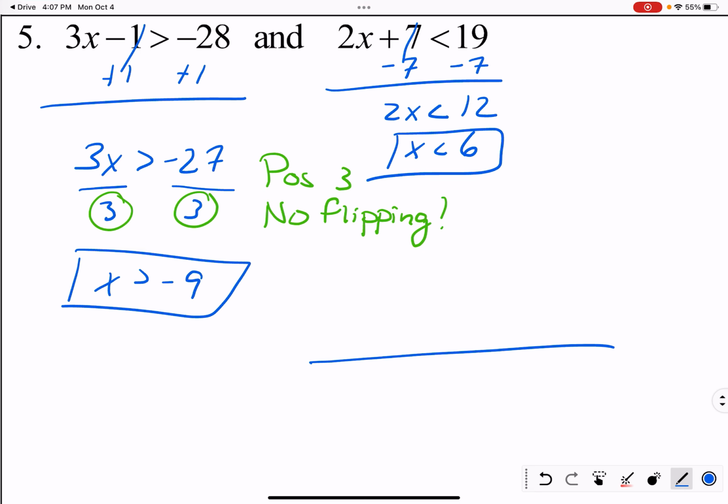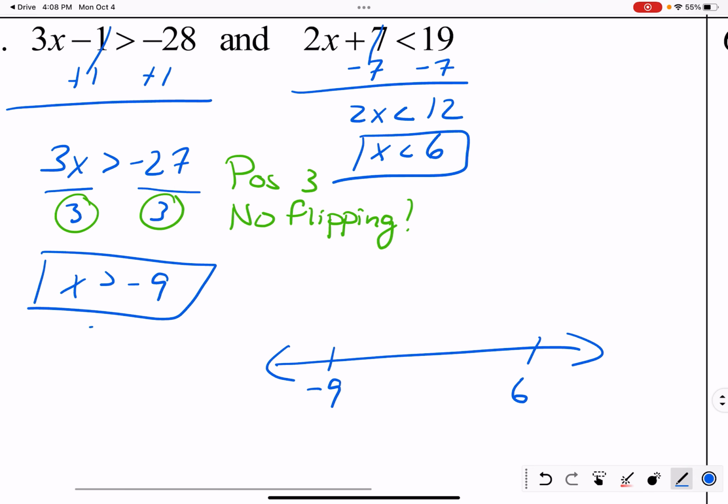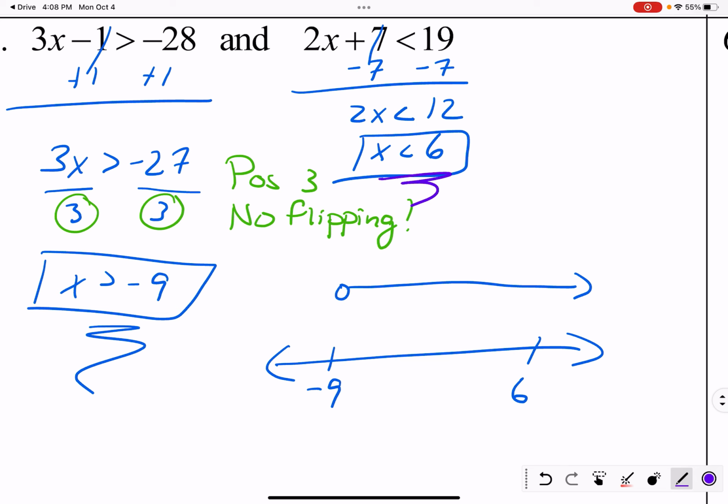I'm just going to graph this. So I have some value happening at negative 9 and at positive 6. So I want the numbers, I'm going to graph 3 of them. So if I graph just this one, I'll do this one in blue. So this would be strictly greater than -9. I'll do this one in purple. This one's going to be strictly less than 6, and then I want to graph where they overlap.